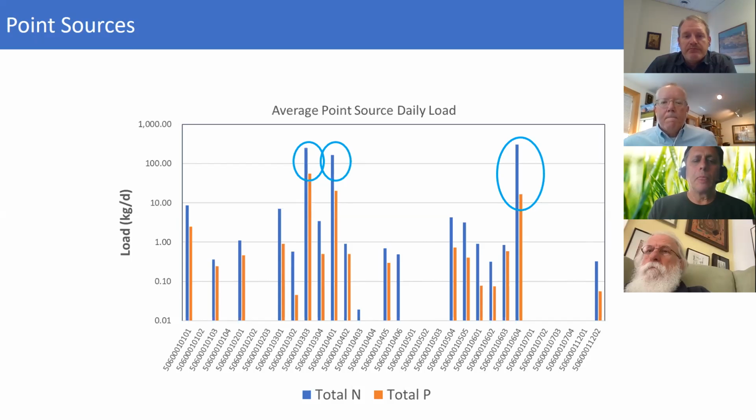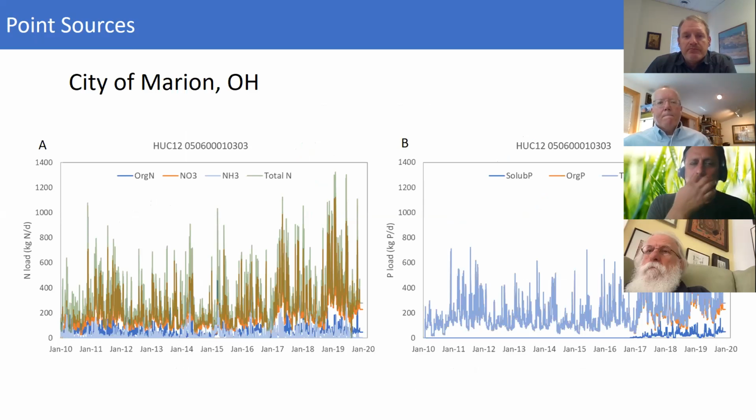And here's, for example, the data for the city of Marion, Ohio, the one that Mark was pointing out, the one that ends in 303. And so we see here, for example, their average daily discharge. First thing to note is that it varies quite a bit. On the left-hand side is the nitrogen load, and on the right-hand side is the phosphorus load. The scale is the same, so we see that there's quite a bit more discharge of nitrogen than phosphorus.